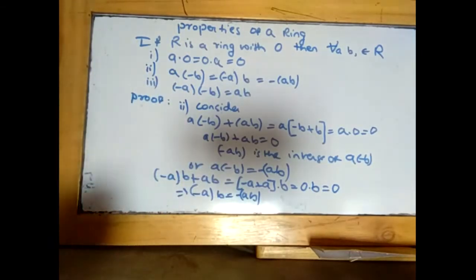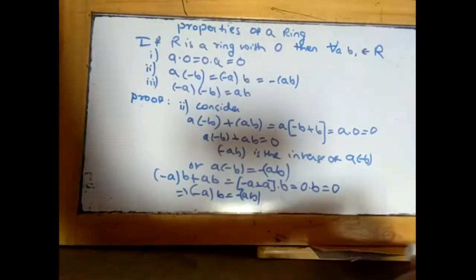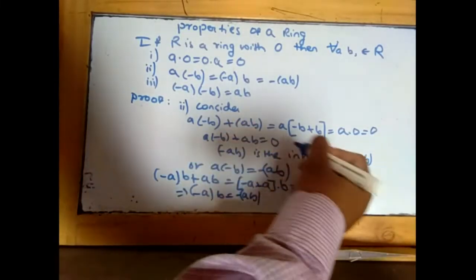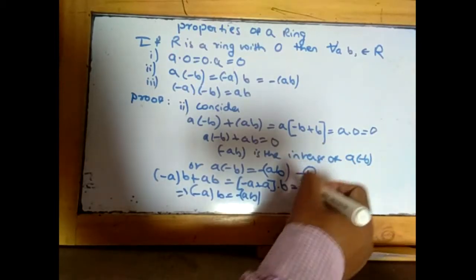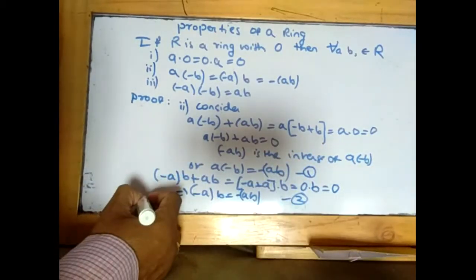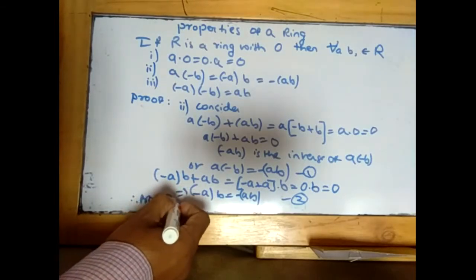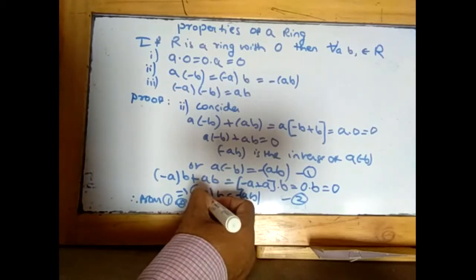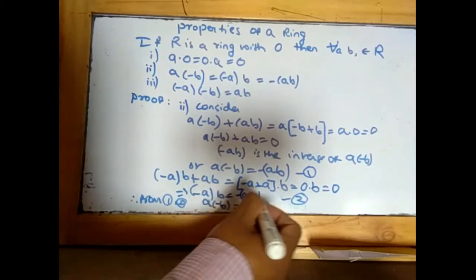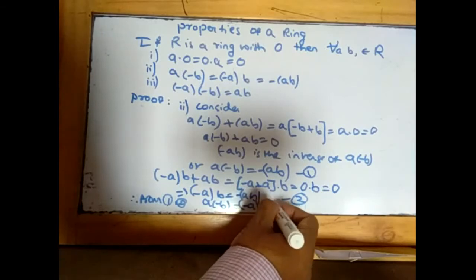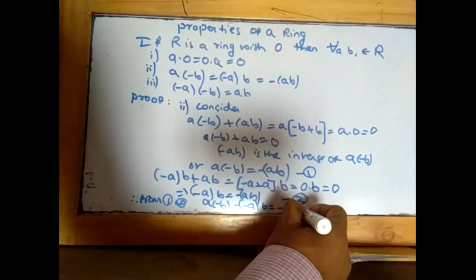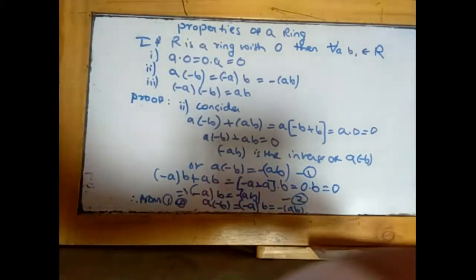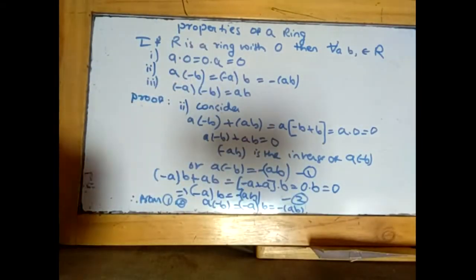So therefore from these two equations, call this equation 1 and this equation 2. So from 1 and 2, a into minus b is equal to minus a into b is equal to minus of ab. So this is the second one. Next we prove the third one.